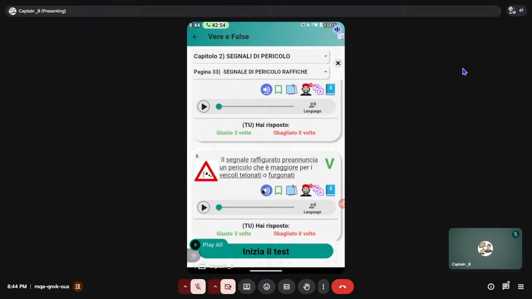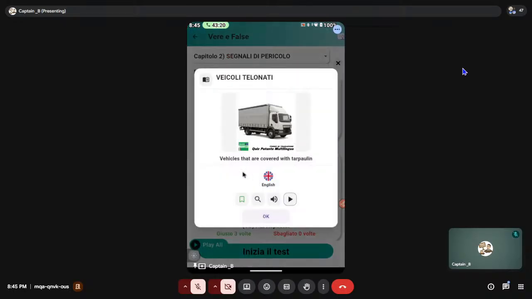Il segnale raffigurato preannuncia un pericolo che è maggiore per i veicoli telonati o furgonati. Now, you see this sign that is referring to preannuncia, announcing un pericolo, a danger che è maggiore, a danger that is very high for a vehicle. Telonante, which also means tarpaulin. This vehicle that has tarpaulin.